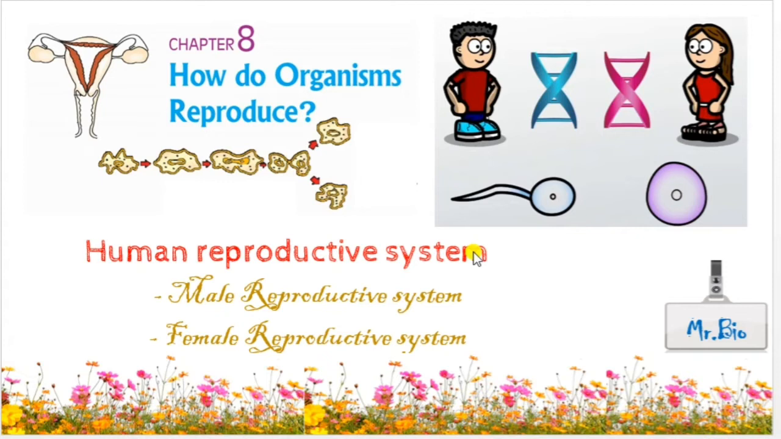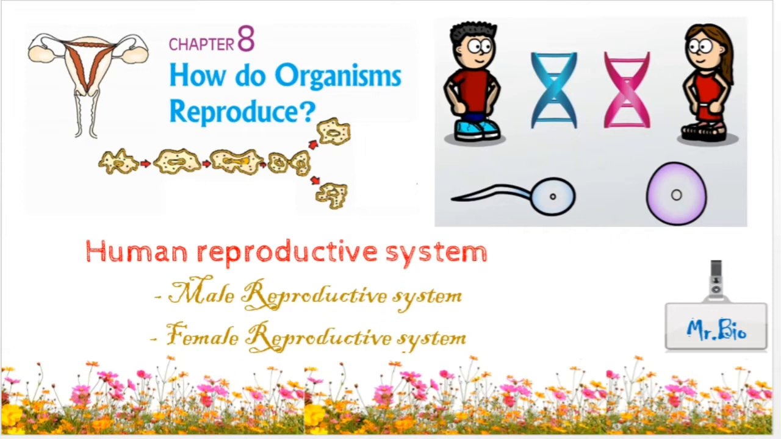And as you know, we are dealing with the chapter How Do Organisms Reproduce from the NCERT book, class 10. In the previous video we discussed the concept of reproduction, asexual mode of reproduction with examples, and sexual reproduction in flowering plants. Today we will be discussing human reproduction. This topic involves the male reproductive system and female reproductive system. We are going to discuss the various organs involved in the reproductive system of both males and females and their functions.